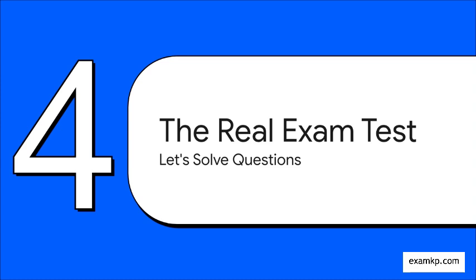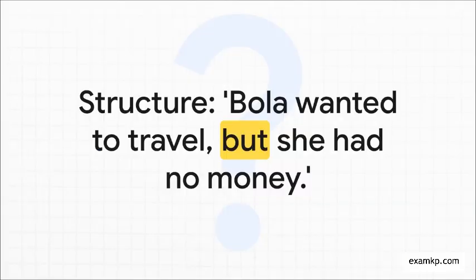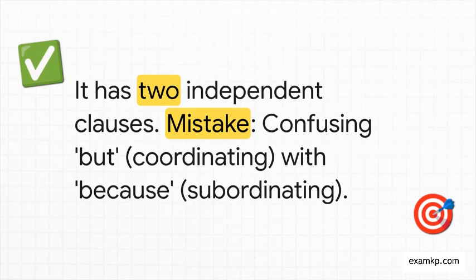A typical question you might see on your WAEC exam. Bola wanted to travel, but she had no money. Okay, look at the clauses. Find the conjunction. Go ahead and pause the explainer if you want to think it over. What's the answer? Did you get it? The correct answer is B, compound.